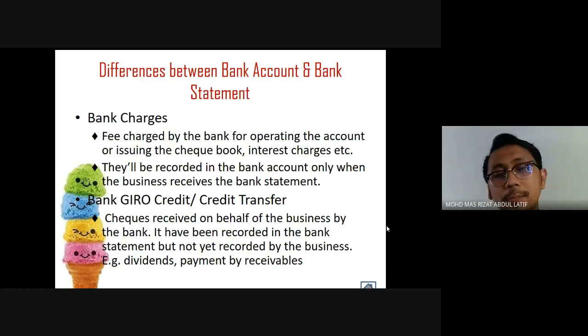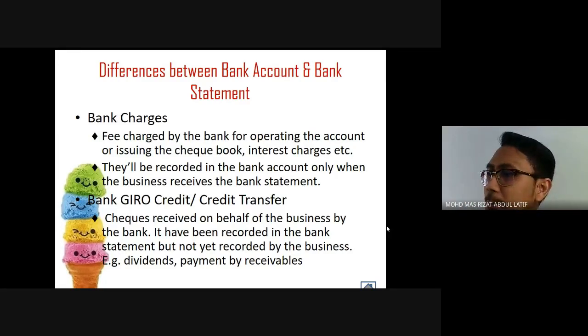So selalunya bila kita beli online, penjual akan minta apa? Transfer duit dulu baru dia akan hantar barang kan. So bila dah transfer duit, dia minta you snapshot gambar receipt transfer tu. So you snapshot dan you bagi kepada penjual, barulah penjual tu akan packing barang you dan hantar pada you.